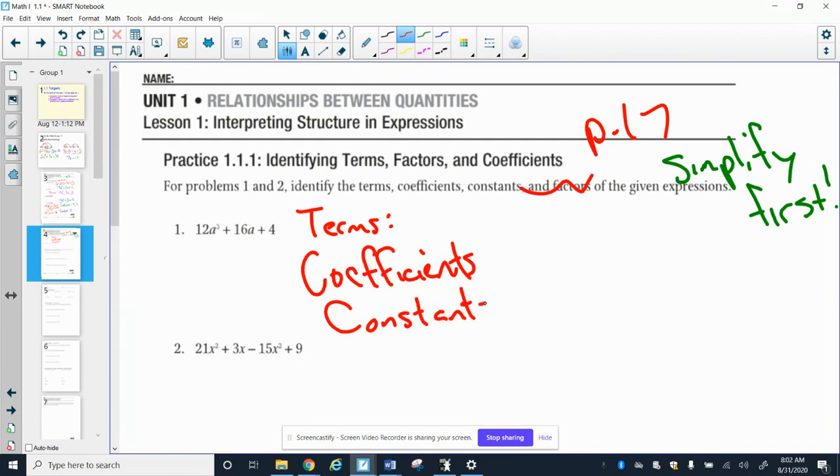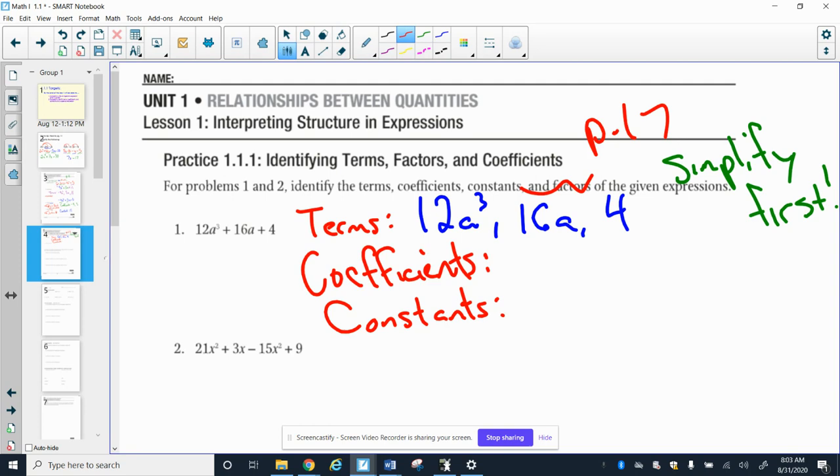Reminder, the terms are the parts that make up our larger expression. So here we'd have three terms. Our terms would be 12a to the third, comma, 16a, comma, 4. Separate our terms with commas, all of the parts that make up our expression.